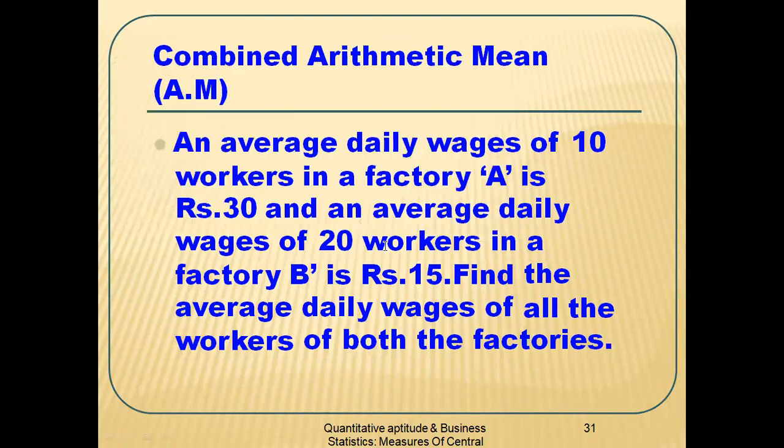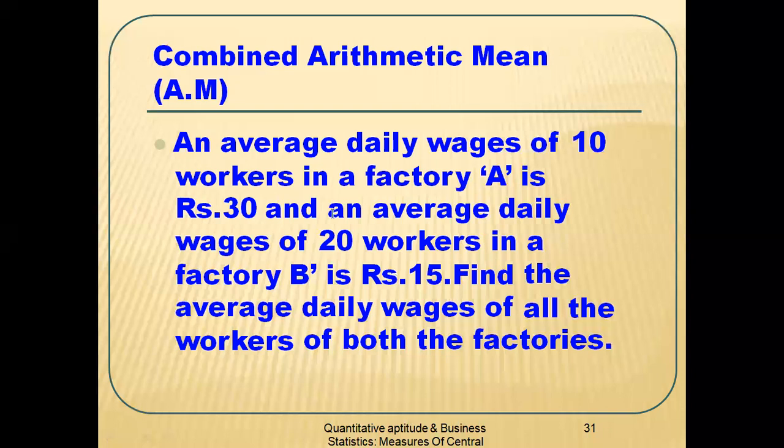Now there is an illustration given to you all. You need to analyze this. An average daily wage of 10 workers in factory A is rupees 30, and an average daily wage of 20 workers in factory B is 15. Find the average daily wage for the workers of both the factories.